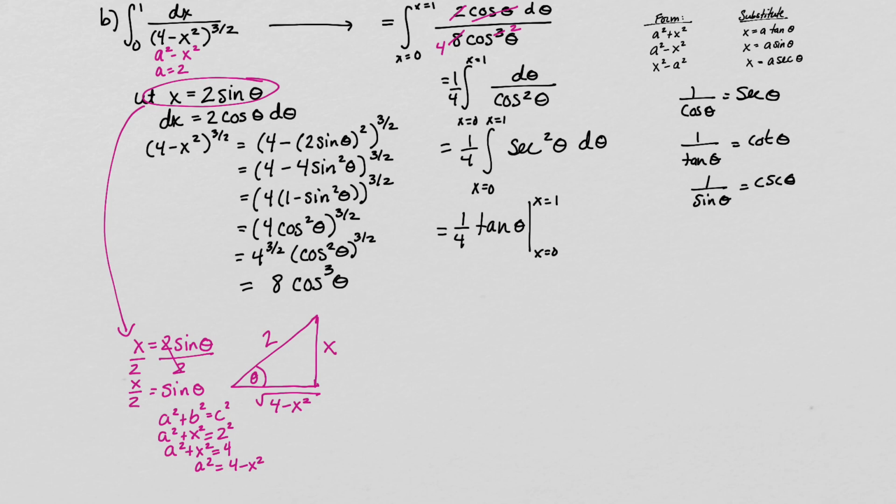So I've made it back to θs, but I have to now use that triangle to get back to x's, right? I'm looking for the tangent of θ. So I come down to my triangle. Tangent is opposite x over adjacent, square root of 4 minus x squared. So this is going to be 1/4 times x over the square root of 4 minus x squared. And now that we're back in x's, we can just evaluate that between 0 and 1.